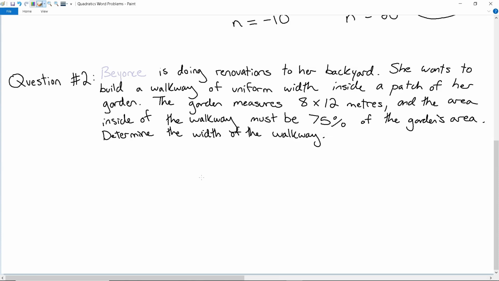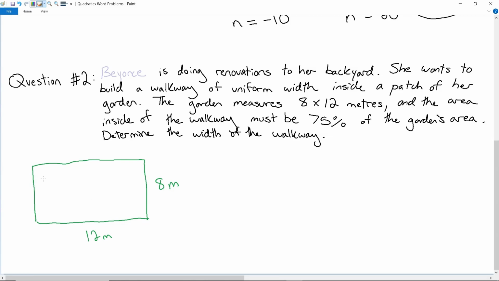So I really like this question because A, it's very common on math tests, I find, and B, it kind of forces you to think outside the box of how to set up a question as a quadratic. So what I want to do, right off the bat, is just draw a quick sketch. And since we're talking about a garden, let's do it in green. So, right off the bat, I know the garden measures 8 by 12 meters.